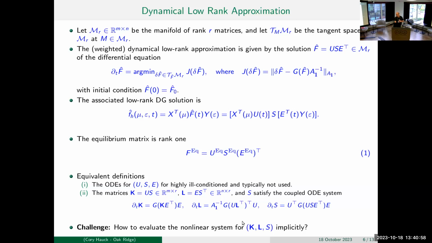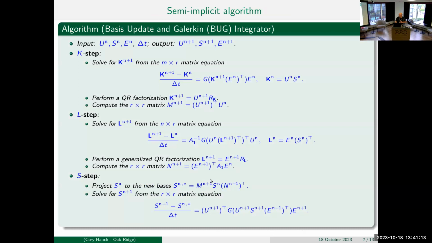So how do I evaluate this nonlinear system implicitly? We've actually tried to do a fully implicit backward Euler method. It's a nonlinear system, and it doesn't always have a unique solution. So what is the strategy? One strategy was developed by a group in Europe. They call it the BUG integrator, which stands for basis update and Galerkin integrator.